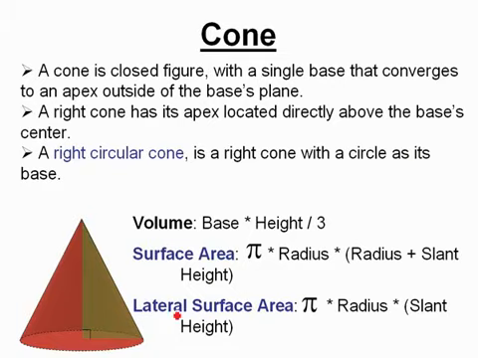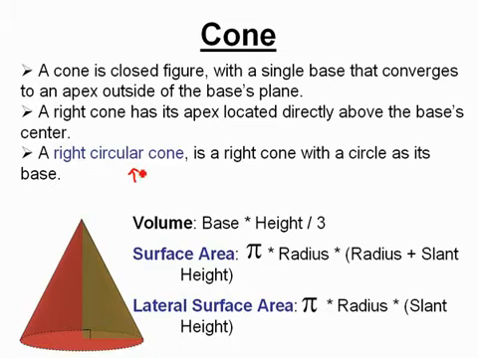The volume of a cone, like the volume of a pyramid, is the base times the height divided by 3. The total surface area of the cone is pi times the radius times the radius plus the slant height. So, the lateral surface area is pi times the radius times the slant height. So let's analyze these two. The easiest way to do that is to distribute the equation for the surface area.